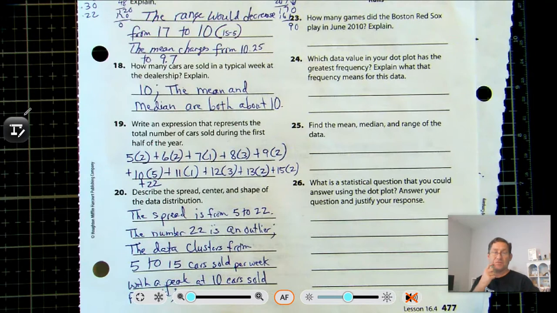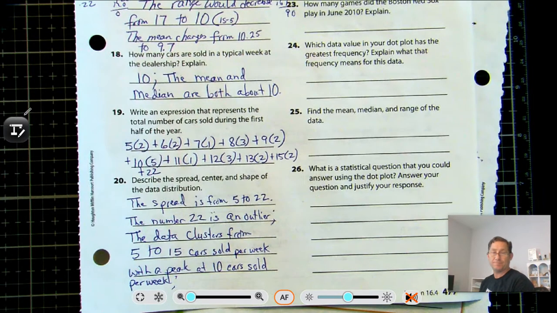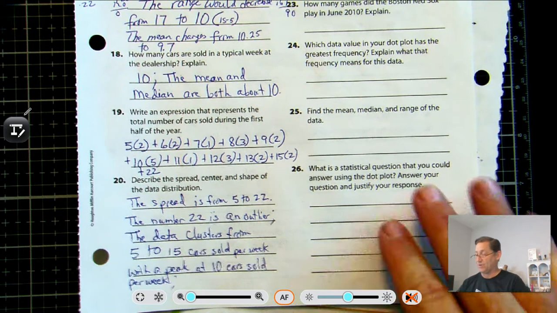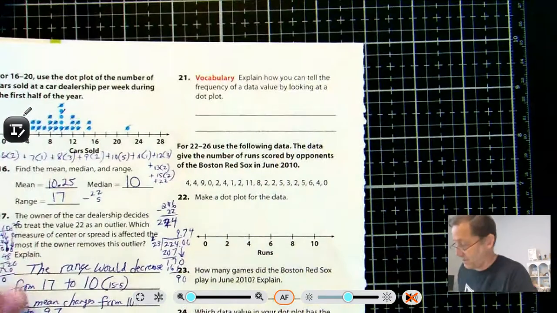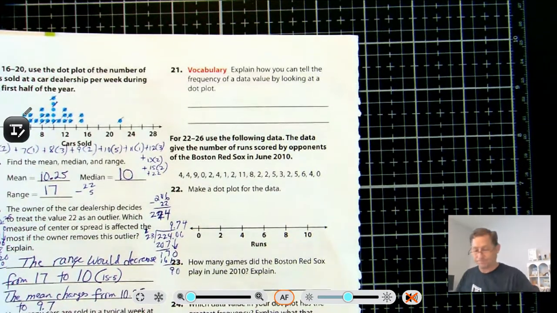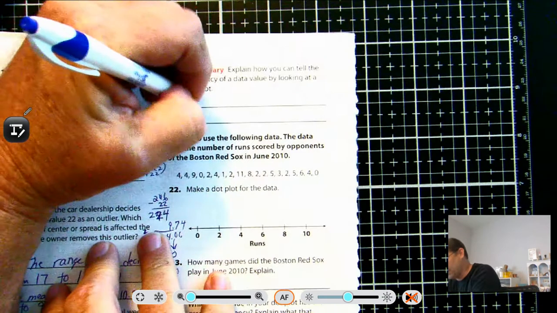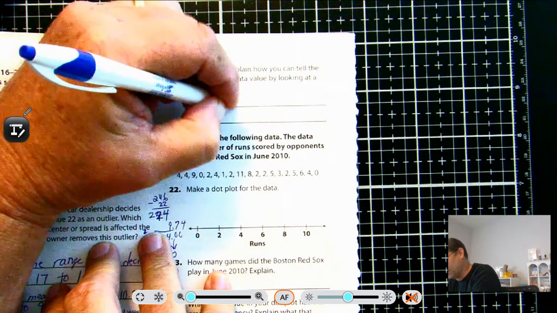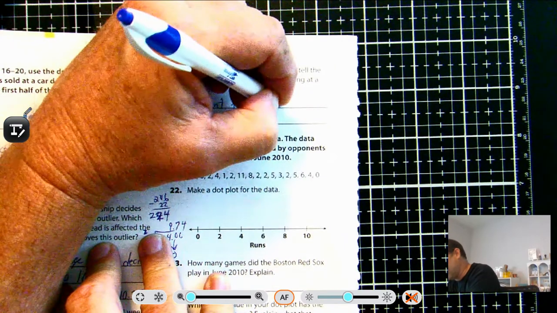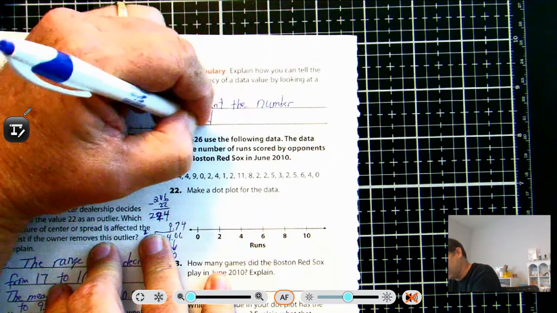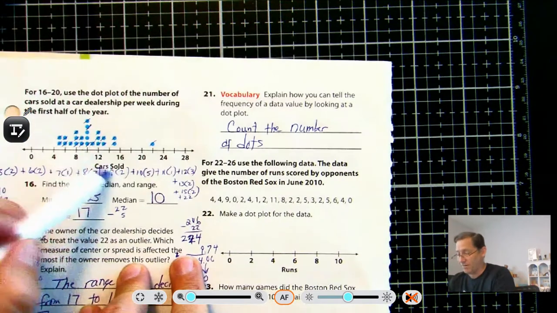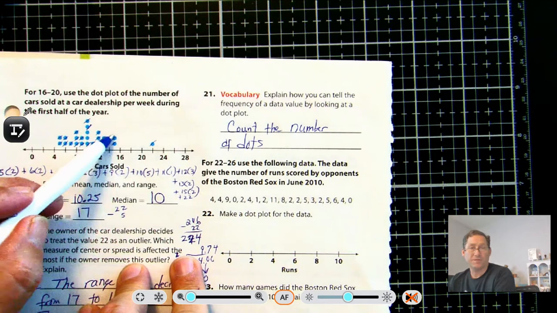So the spread is from 5 to 22. The number 22 is an outlier. The data clusters from 5 to 15. And there's a peak at 10 cars sold. All right, 21. Explain how you can tell the frequency of the data value by looking at a dot plot. Oh, we just have to count. If I wanted to find out how many were 15, I just count the dots.